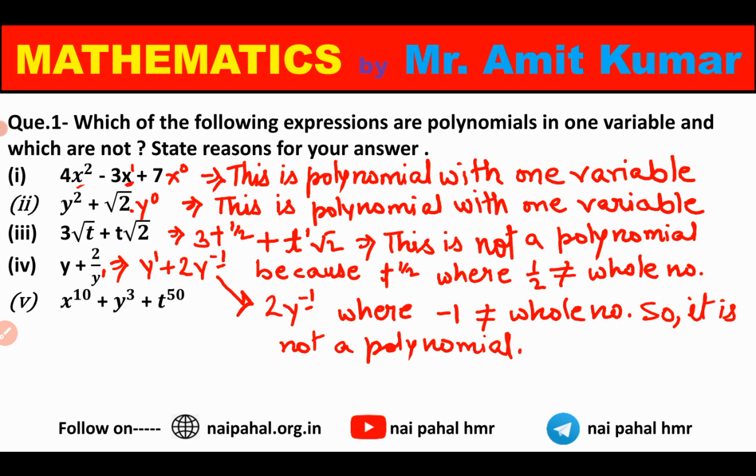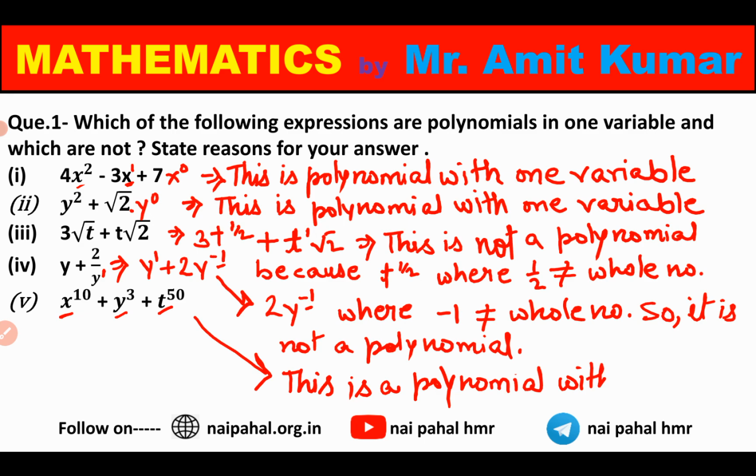For the last case, we can see x power 10, y power 3, t power 50. So in that case, it has three different variables. This is a polynomial with three variables. Let's move on to the next question.